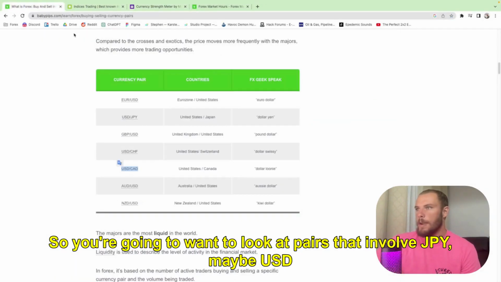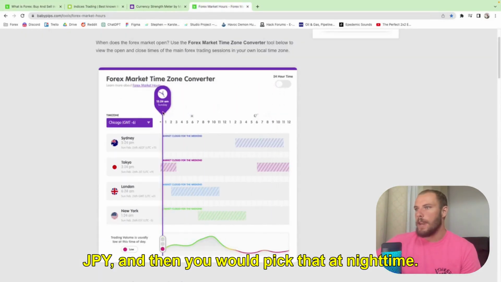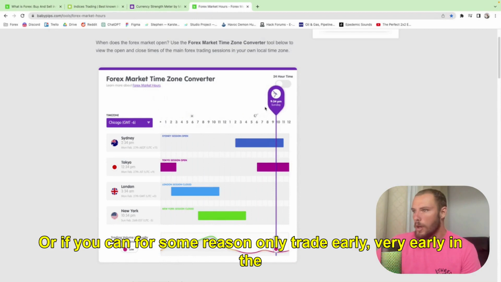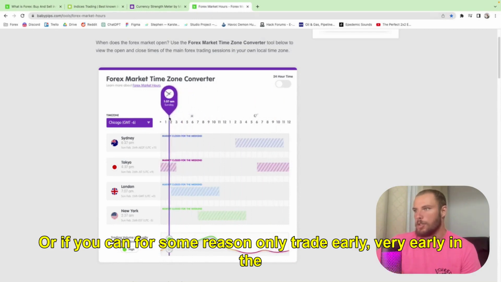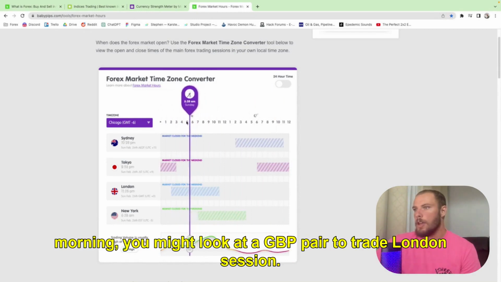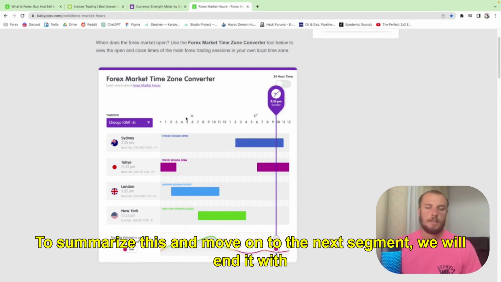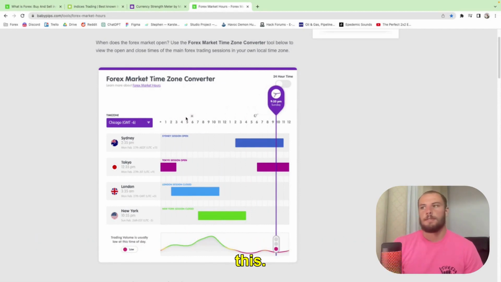So you're going to want to look at pairs that involve JPY, maybe USD JPY, and then you would pick that at nighttime. Or if you can for some reason only trade very early in the morning, you might look at a GBP pair to trade the London session. To summarize this and move on to the next segment, we will end it with this.